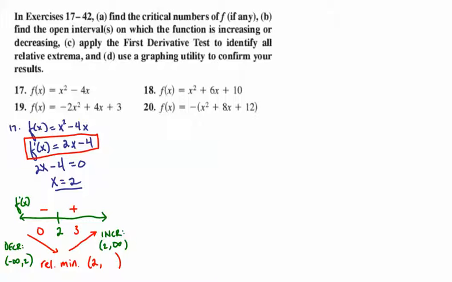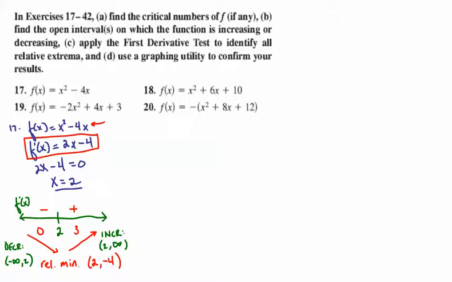Alright, so we're done with number 17, except for one thing. We need to find the y value of the relative min. So how would we do that? For this case, we need to plug back into the original function because we want to find the y value that goes with x equals 2. And so in that case, we'll get 4 minus 8, which is negative 4.